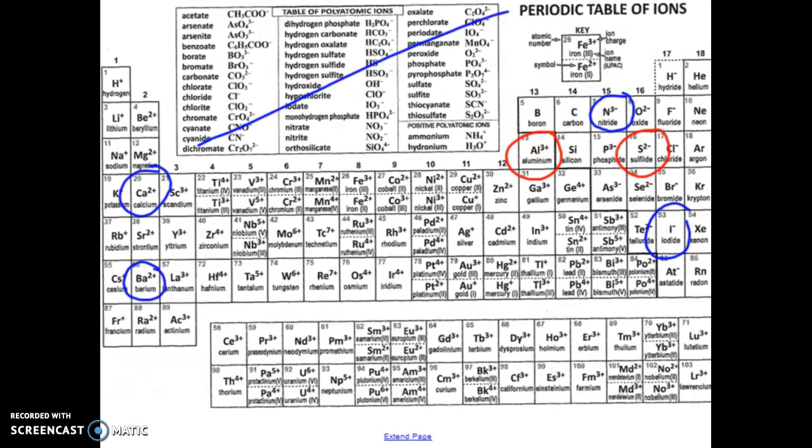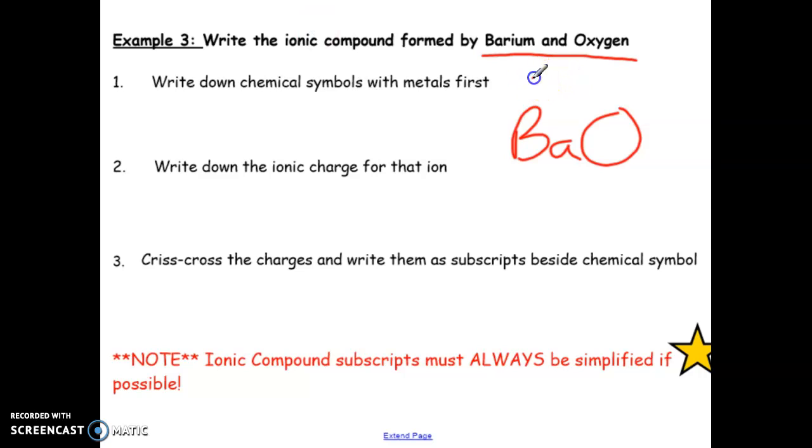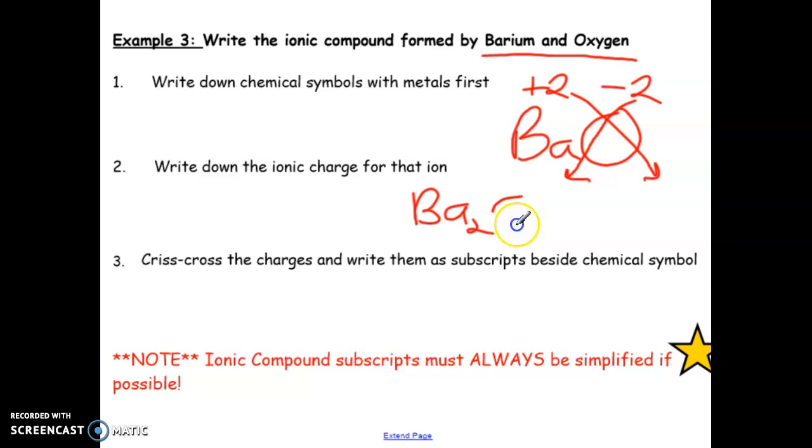Let's go back to our periodic table. Barium is +2, oxygen is -2. So +2 and -2. Let's crisscross them down. This 2 will come down here, and the 2 from barium will come down beside oxygen. So now we have Ba2O2. But here's where our next rule comes in. If you are able to, you always want to have your subscripts as the lowest possible set of numbers.